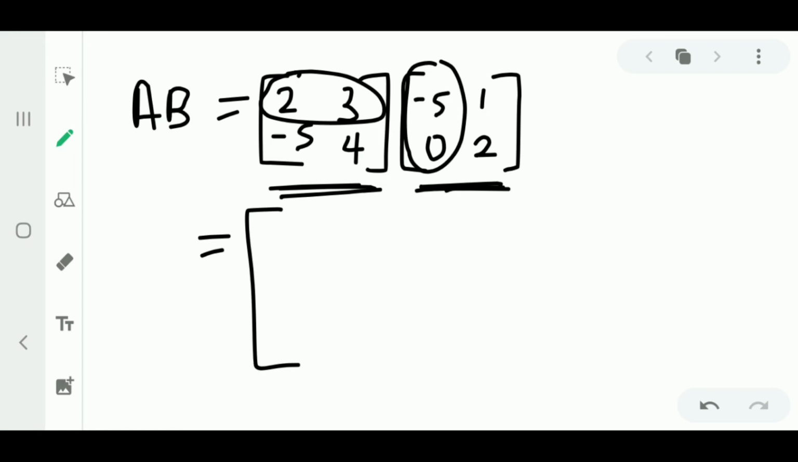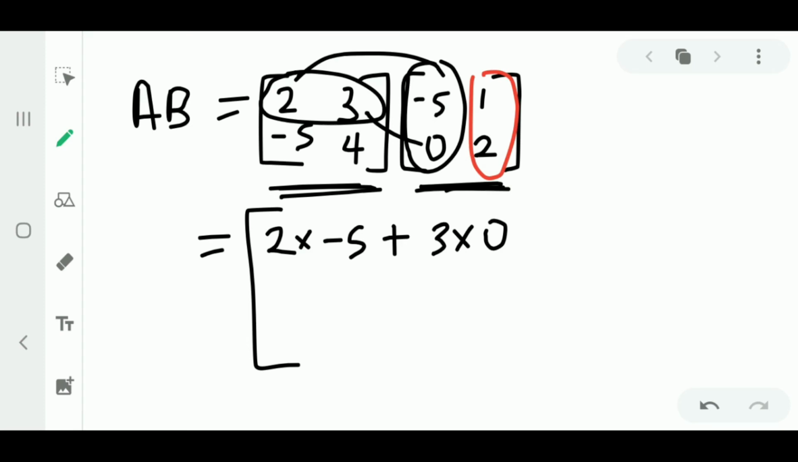So it's 2 times minus 5 plus 3 times 0. So what this is basically saying is first times first plus second times second. Then we go to the next column and we multiply it by the row. So it's 2 times 1. So we have to put it in the same position. 2 times 1 plus 3 times 2. Again, it is first times first, second times second.